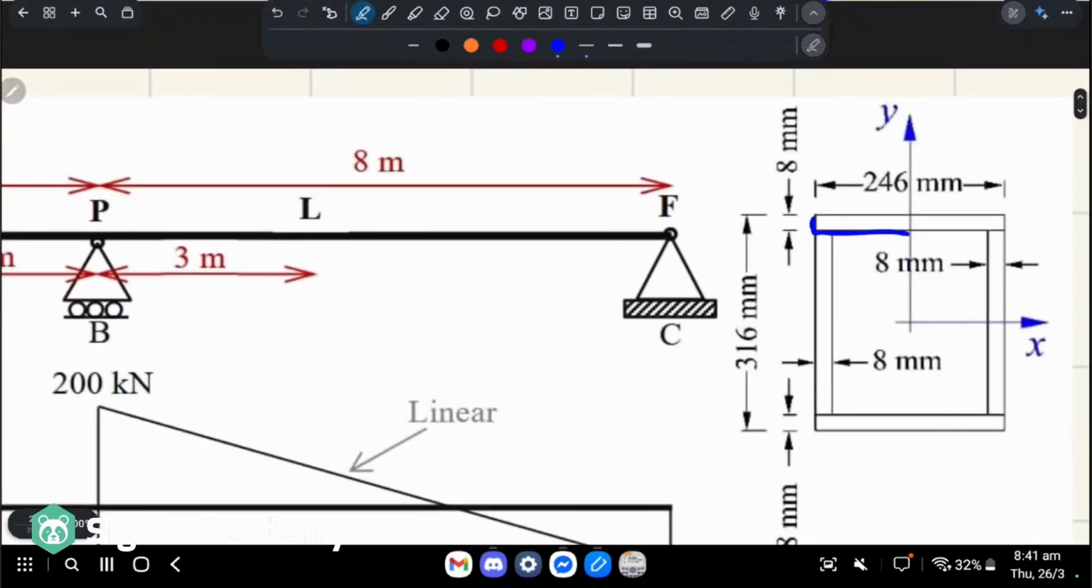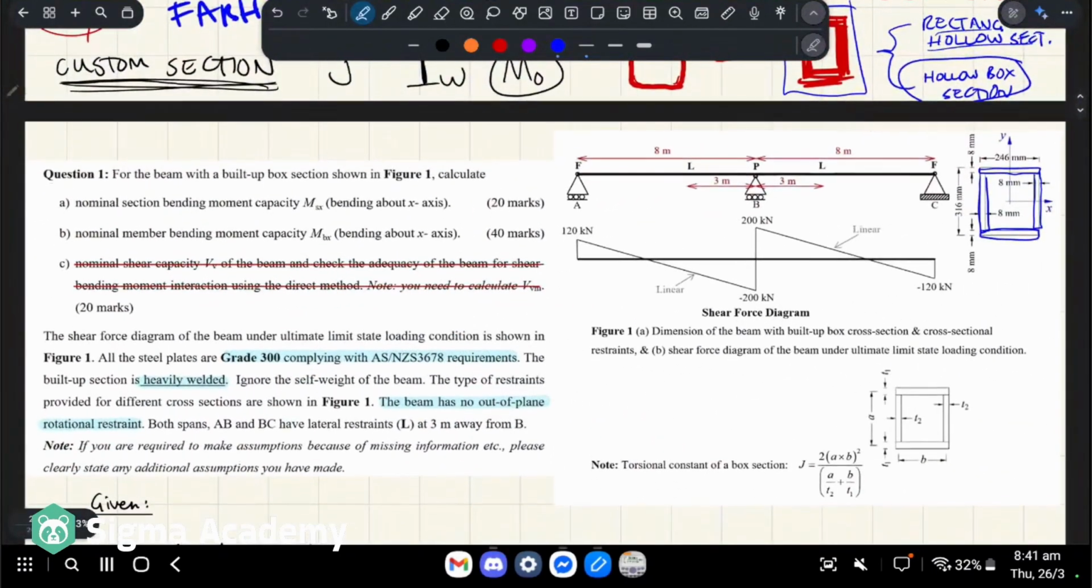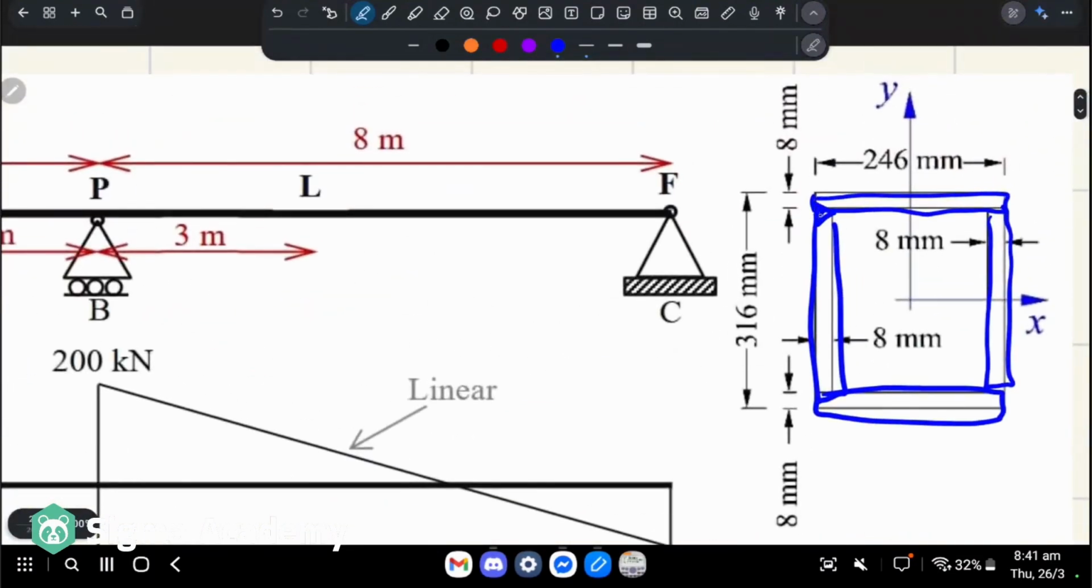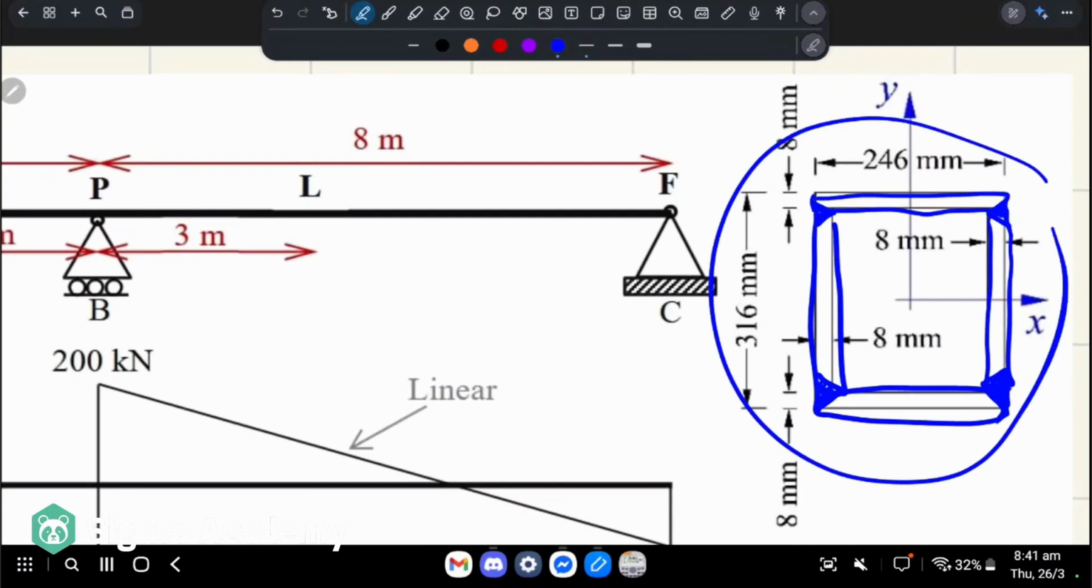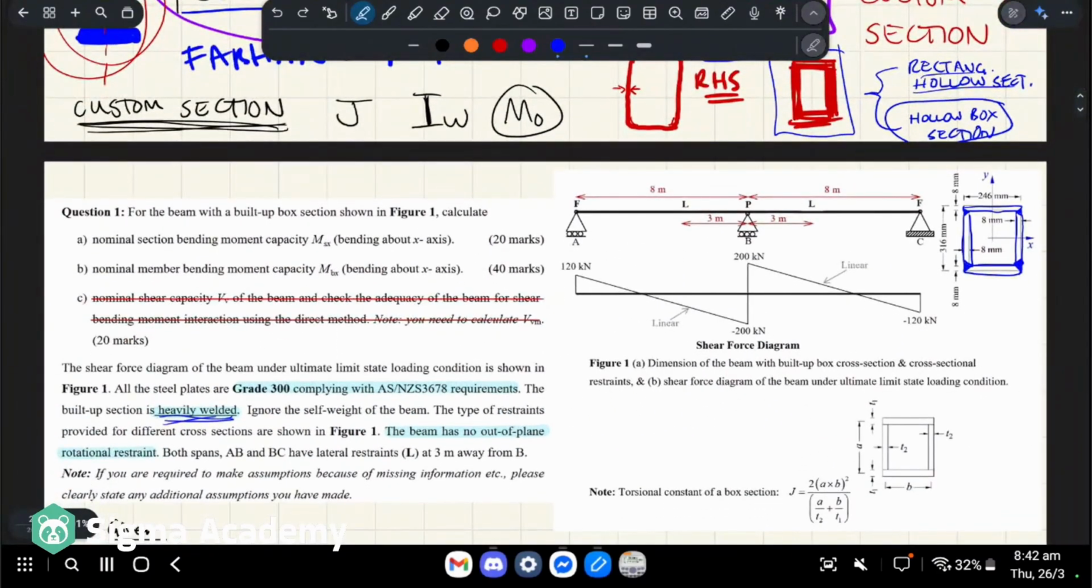So basically, we have individual plates that make up our box section, and then it is heavily welded, okay? Heavily welded means, for example, they might do a full penetration butt weld. It doesn't really tell you how it's connected, but that's the implication. In the shop, they go through with many passes to make sure that this box section is completely rigidly connected. So that's basically heavily welded. So it's a little bit different in how it's made.